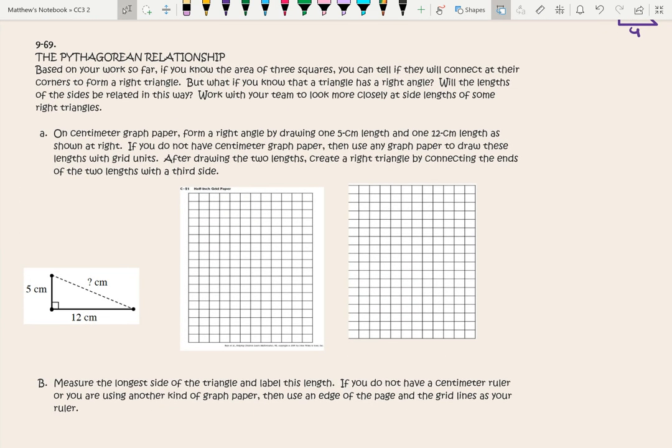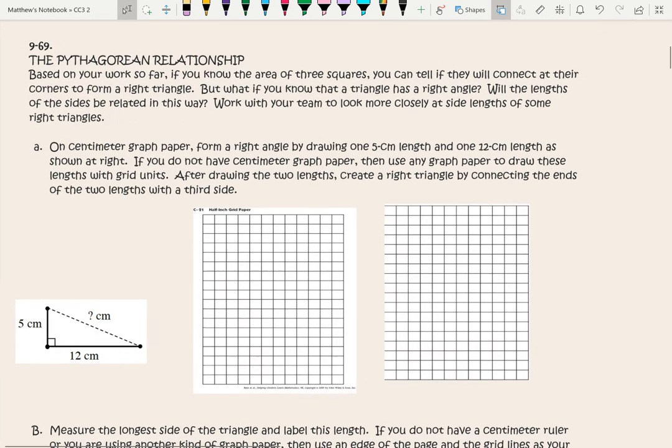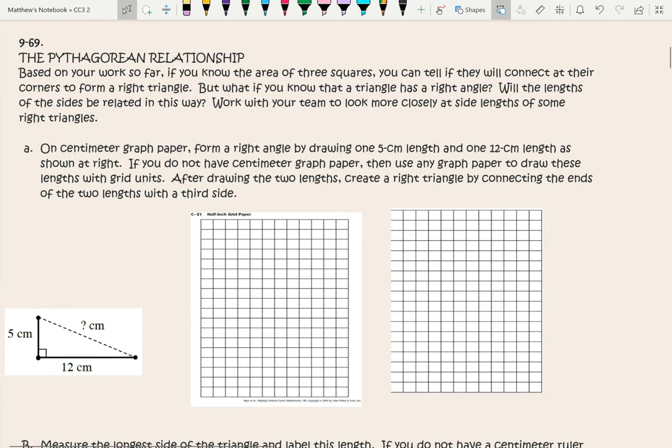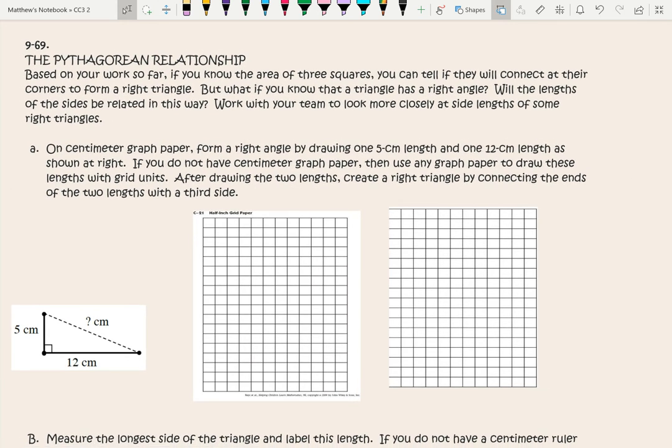All right, now we're moving on to 9-69, the Pythagorean relationship. So based on your work so far, if you know the area of three squares, you can tell if they will connect at their corners to form a right triangle. But what if you know that a triangle has a right angle? For example, we look down here in this problem and it tells us this triangle has a right angle. Will the lengths of the sides be related in this way? We're going to work with our teammates to look more closely at the side length of some right triangles.